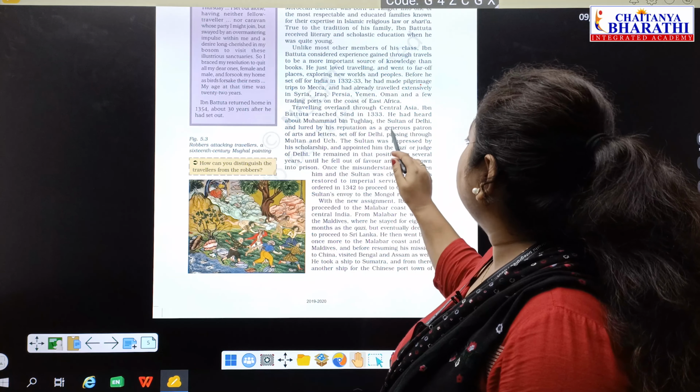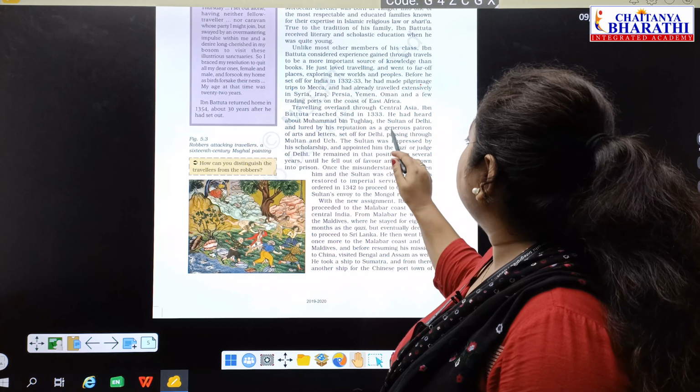Ibn Battuta in his accounts has also mentioned the Malabar coast, because he visited the Malabar coast through central India, and then he went to Maldives where he stayed for 18 months, and eventually he decided to proceed to Sri Lanka. That means we can say that Ibn Battuta, even after the visit to India, didn't stop here. He rather expanded more, into different parts.